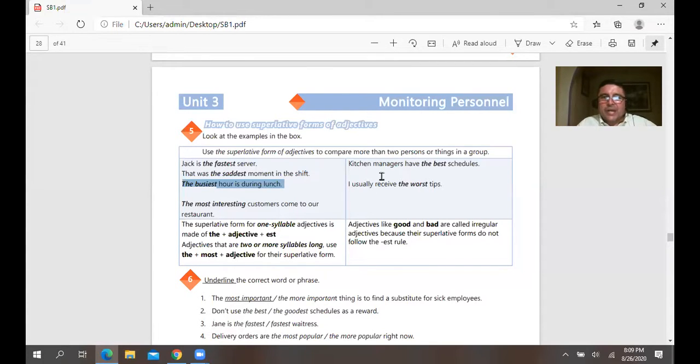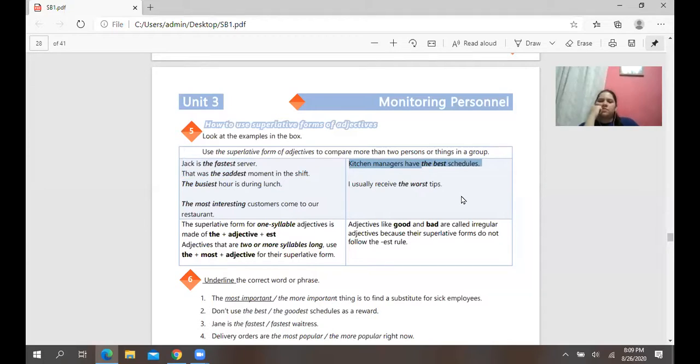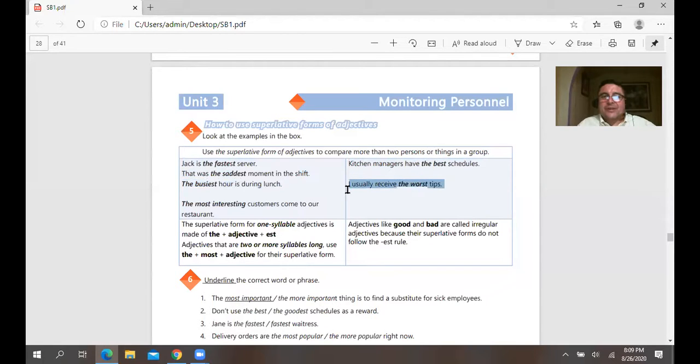Okay, and here we have examples of the exceptions. What is the example here? Kitchen managers have the best schedules. And the other one? I usually receive the worst tips. Okay, so remember, the worst and the best, they are opposites, and they are considered to be exceptions. Okay, any questions or comments in the first part?